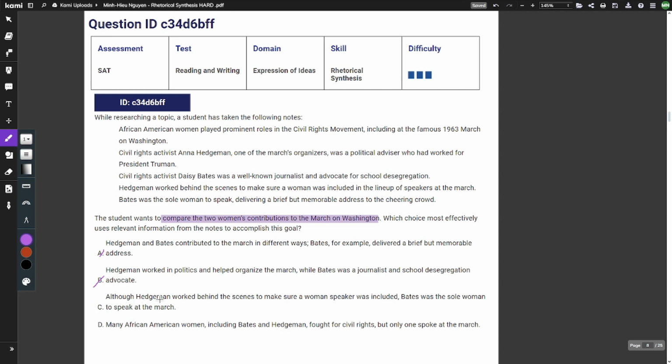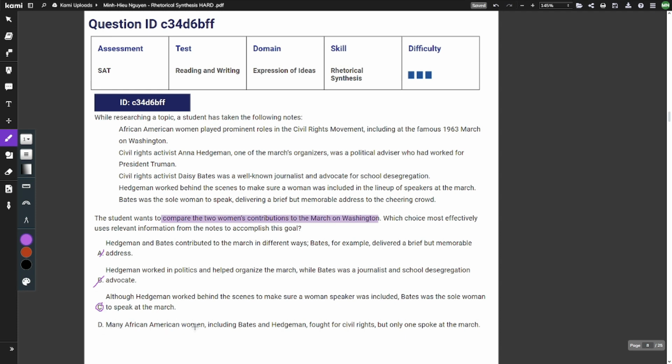C. Although Hedgeman worked behind the scenes to make sure a woman speaker was included, Bates was the sole woman to speak at the march. So, it talks about what Hedgeman did, she worked behind the scenes, then it talks about what Bates did, she was the sole woman to speak. So it talks about what both of the women did for the march, and C is going to be our answer. Let's look at D though.